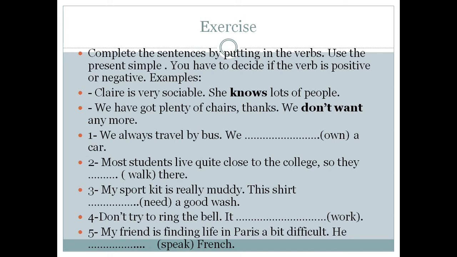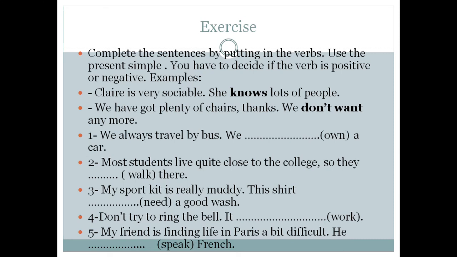We have got plenty of chairs. Thanks. We don't want any more. So, negative, the verb should be in negative. So, with the pronoun we use do not. Number 1, we always travel by bus. We own a car. So, we do not own a car.